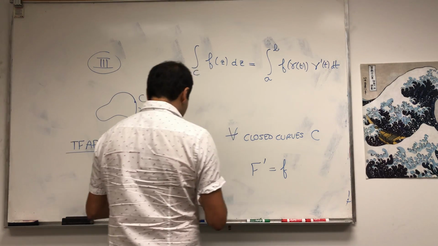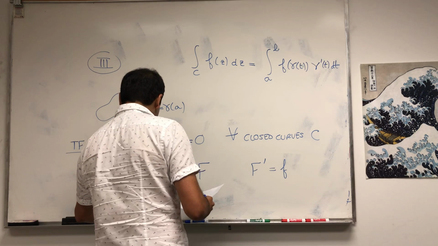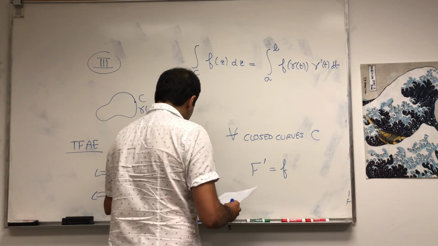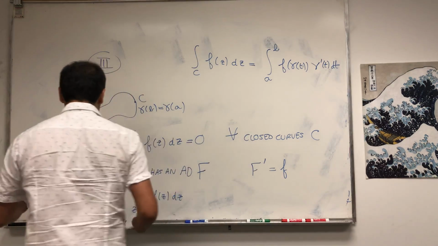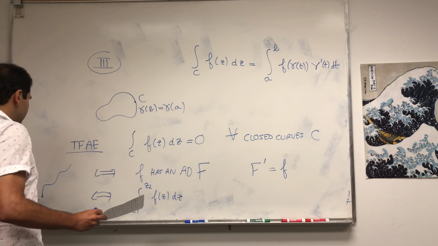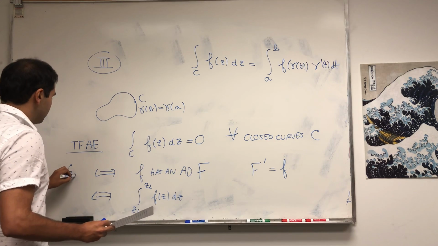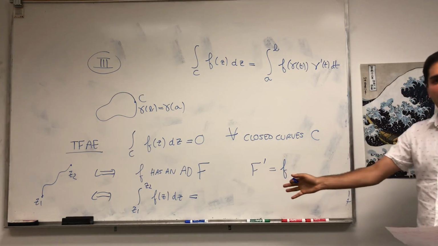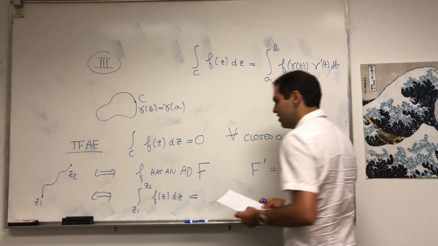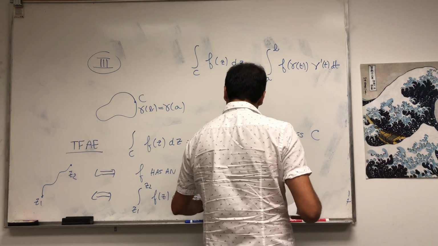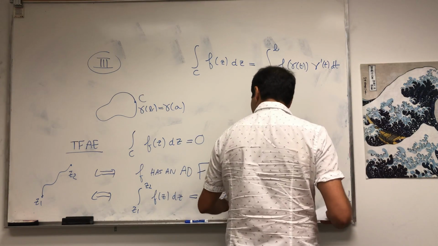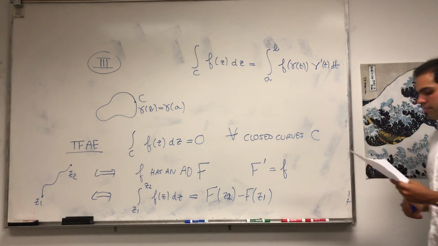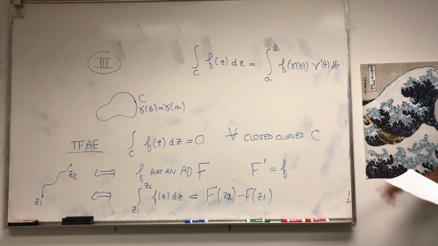The way you write this is the integral from z1 to z2 of f of z dz. That just means a curve that starts at the point z1 and ends at the point z2. It turns out it's independent of the path, and to calculate it, you just use the antiderivative. It's F of z2 minus F of z1. It's a pretty neat theorem.